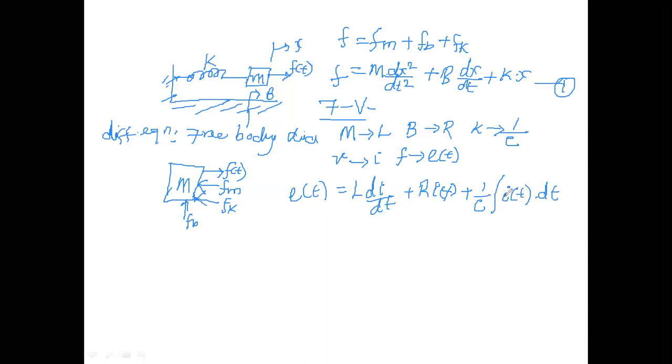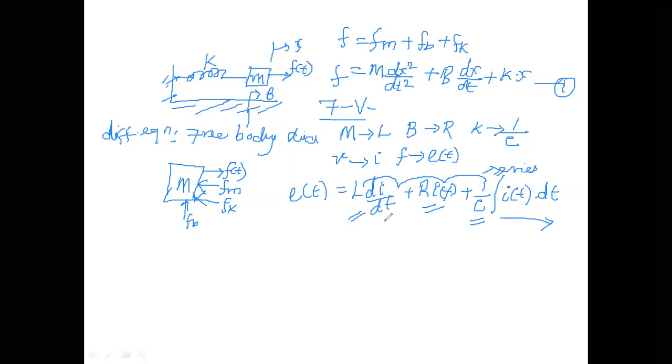Understood? So 1/C ∫ i(t) dt, right? Therefore, this is the equation that represents its corresponding force-voltage analogous system. So see here, one inductance is there, one resistance is there, and similarly one capacitance is there, and these three elements are connected in cascade, in series. All these three elements are connected in series, right?